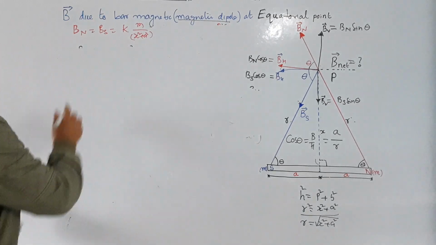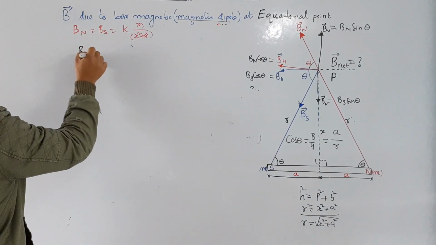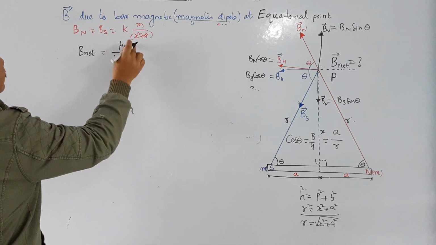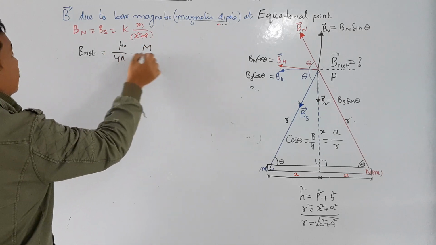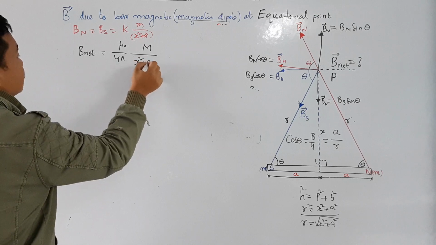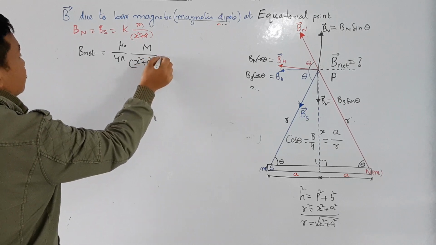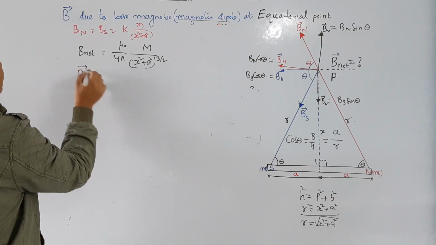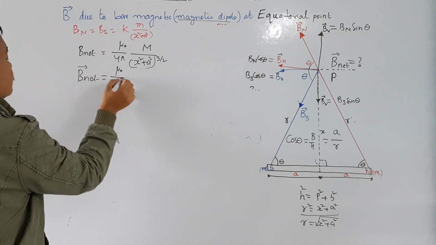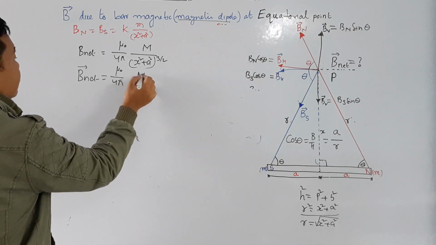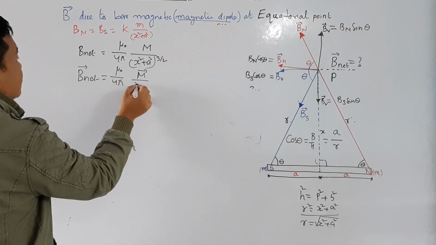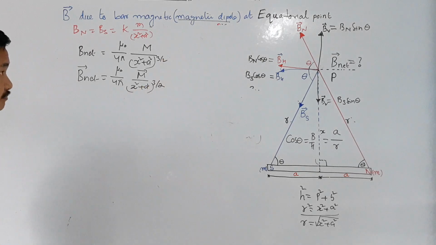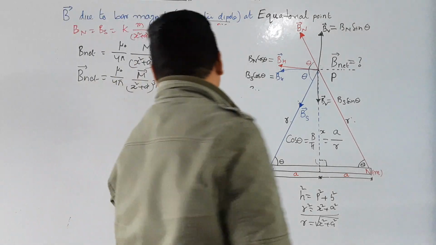So finally we got B net. B net is equal to mu naught by 4 pi m divided by x square plus a square to the power 3 by 2, or B net vector is equal to mu naught by 4 pi m vector divided by x square plus a square to the power 3 by 2.